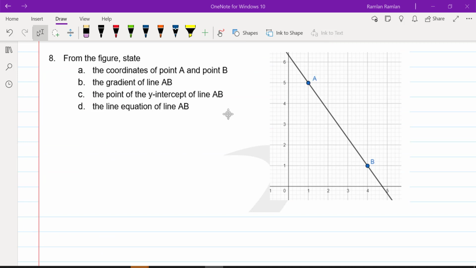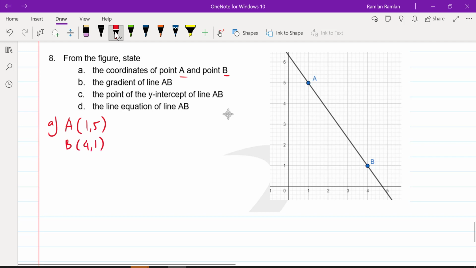Okay, question number 8 from the figure. State question A, the coordinates of point A and B. So we've done that for the first question. The point A is (1, 5), and point B is (4, 1). So remember that when you answer this, I'm going to put it over here. So question A and point A. Remember, write down the name of the point and then state the coordinates, x first, and then comma, and then y. So B is (4, 1).